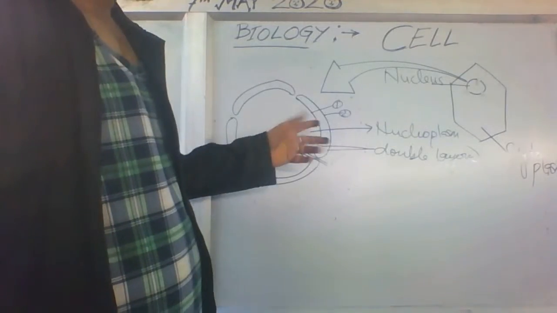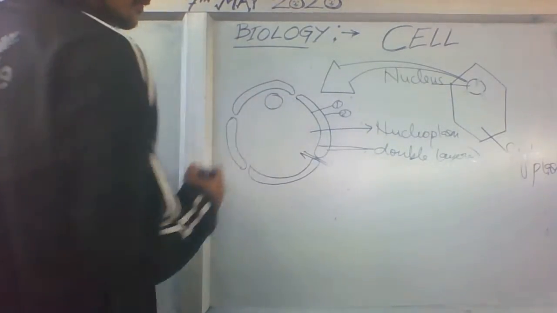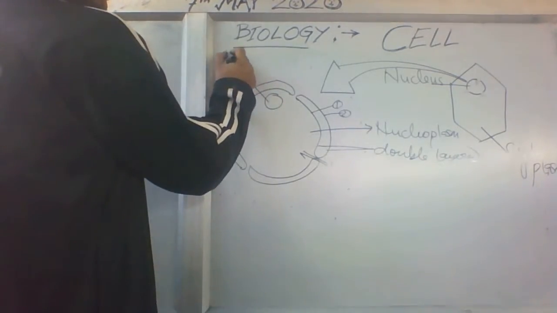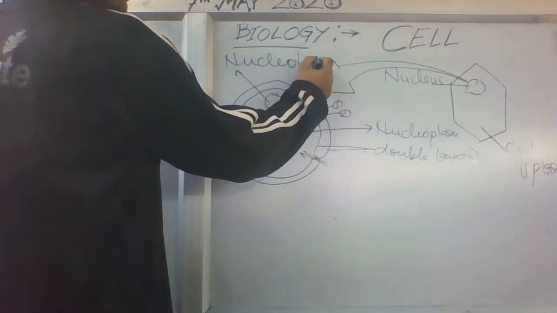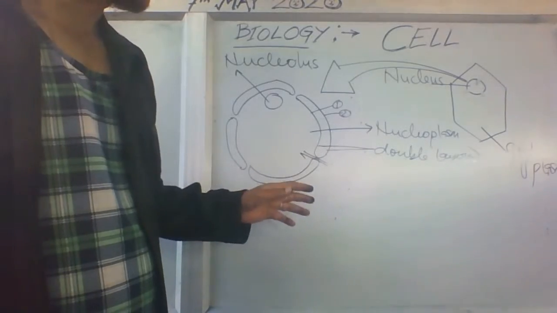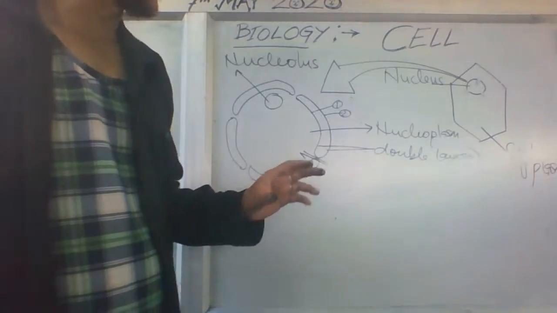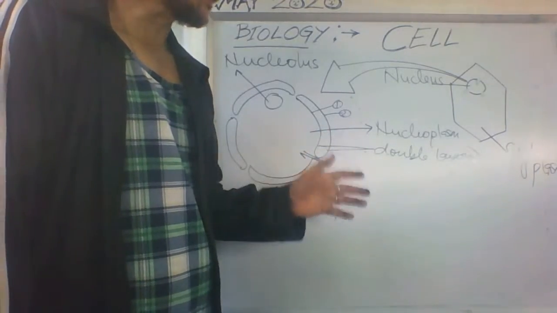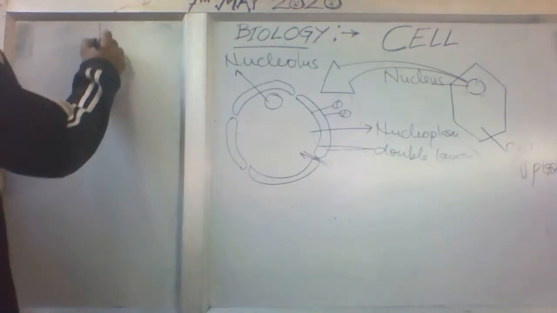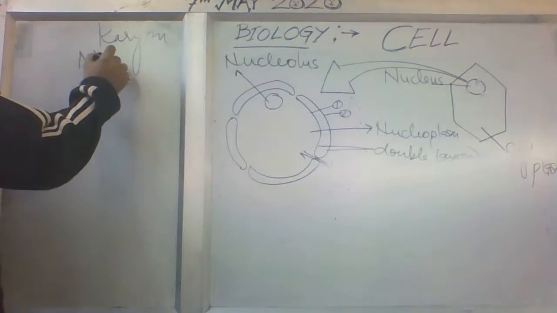Inside the nucleus there is also a small body, circular in nature. This is called the nucleolus. The nucleus also has another name, karyon. I told you at the starting time, in prokaryotic and eukaryotic cells, the nucleus is also known as the karyon. Karyon means nucleus.